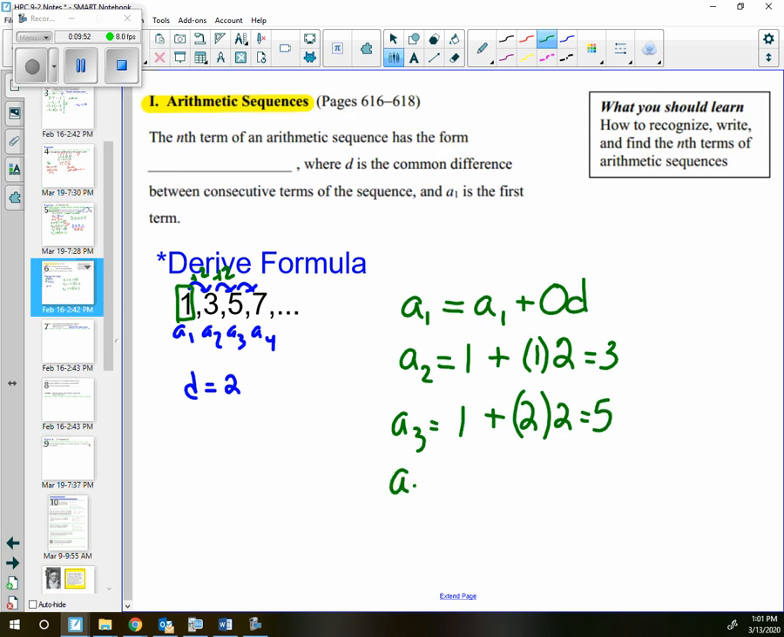And then how would I find the fourth term? Well, I'd start with that first term again. I know you could just go from term 3, but we're going back to the beginning so we can come up with that nth term. I could go back to the 1 and add, how many 2's would I need? Well, I would need to get to that 7. I'd need 3 of them. So I would need 3 of those common differences. So 6 plus 1, there's my 7.